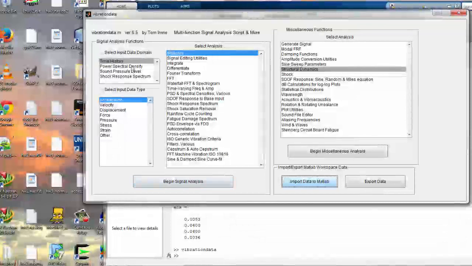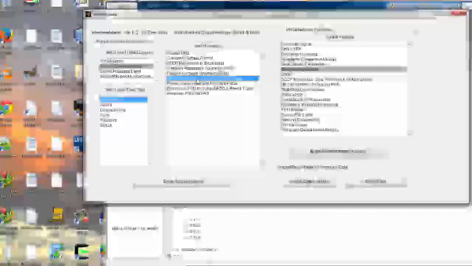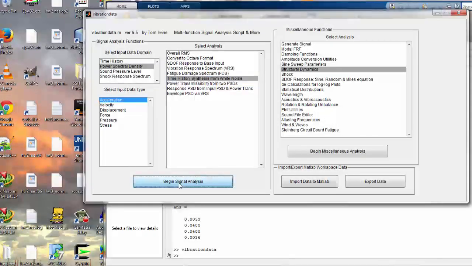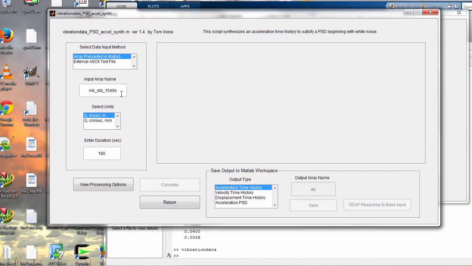And we're going to synthesize a time history to meet that power spectral density. This is a review: we have time history synthesis from white noise. We've done this before. Since I previously ran this before I started this webinar recording, the name and the duration are already entered in there for us. That's convenient.